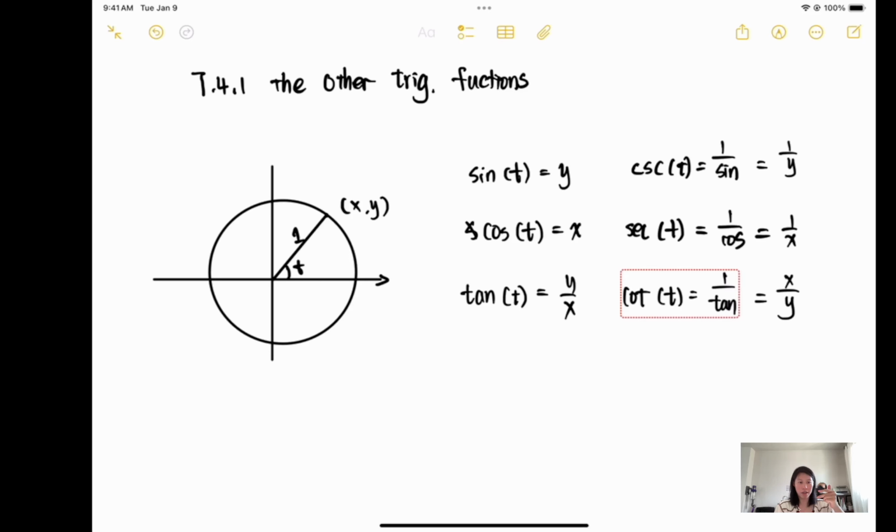You flip it. So in this case, you don't need to memorize what cosecant, secant, and cotangent are. All you need to memorize is sine, cosine, tangent. And then cosecant is the reciprocal of sine, secant is the reciprocal of cosine, and cotangent is the reciprocal of tangent, which means you flip it.